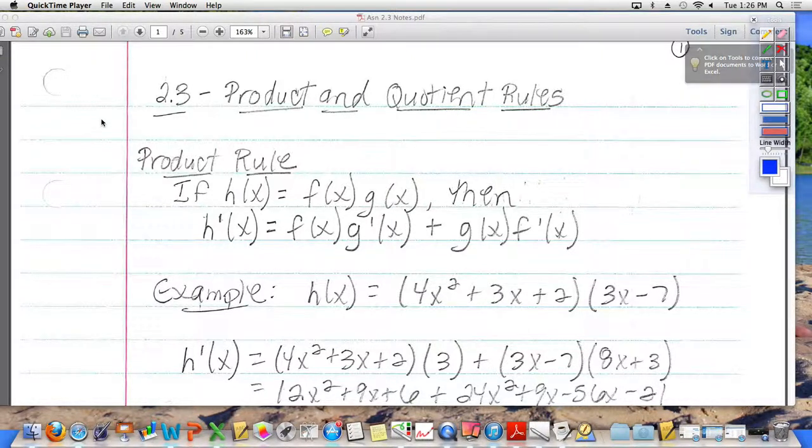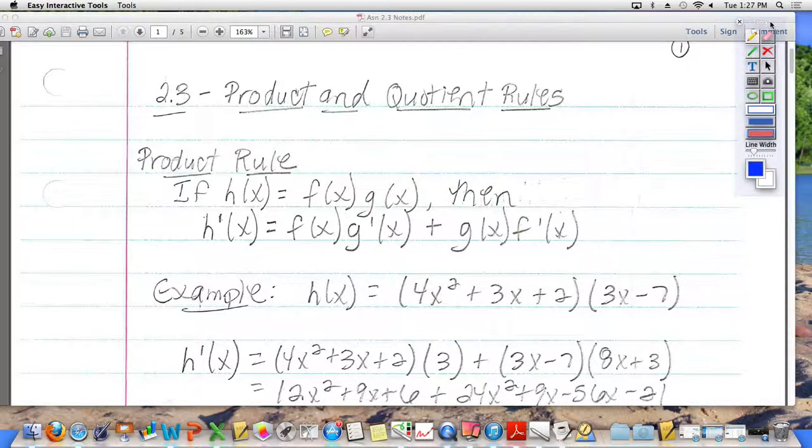All right, please add this to your 2.3 notes. I just have a few examples today, and then you guys can have your assignment.